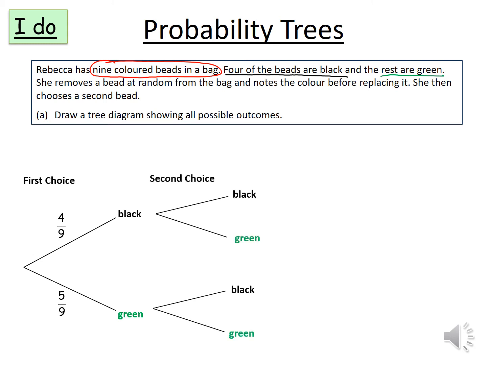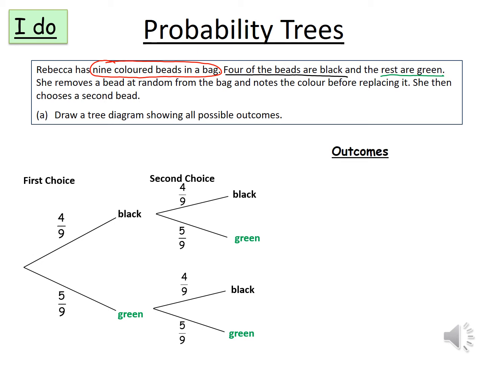So now we're going to branch out in our tree diagram. We have a second choice. So again, the two options are black and green. And from the question, it says that it's being replaced. So it's not being kept out of the bag. So again, it's still going to be 4 out of 9 and 5 out of 9, and that too on the second branch.